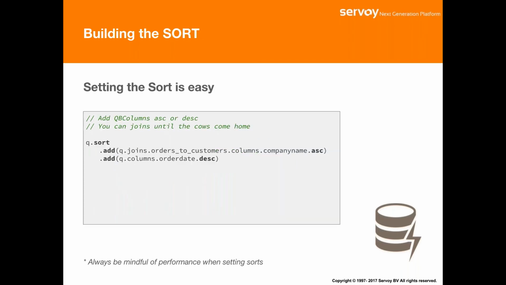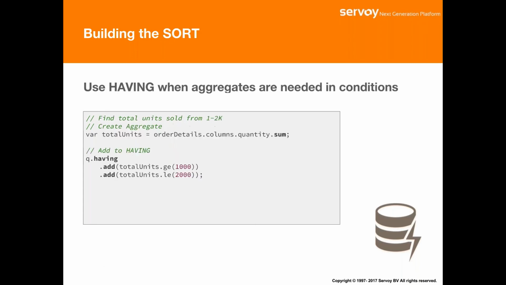Sorting is really easy. You just do sort.add. Remember that it matters what order you add them in. And you can use related stuff as much as you want. So that's quite easy to do. Just keep in mind performance. Sorting is one of the things that can kill the performance of a query. So if you sort on something which is not an index and you have a huge table, you know what'll happen.